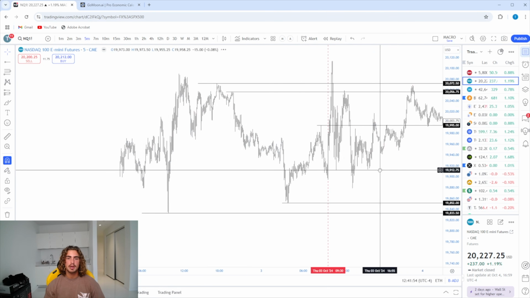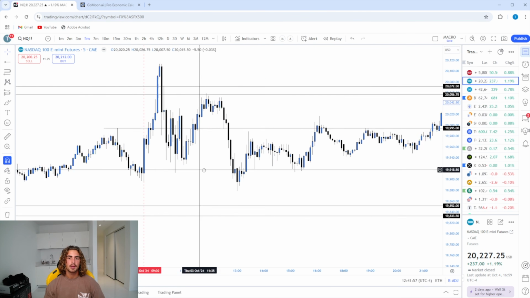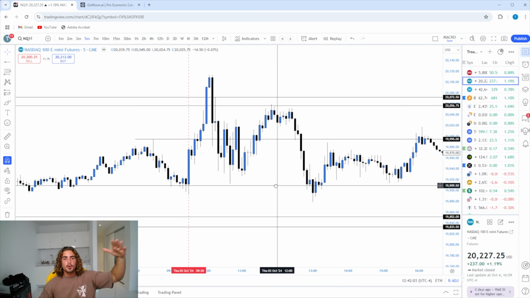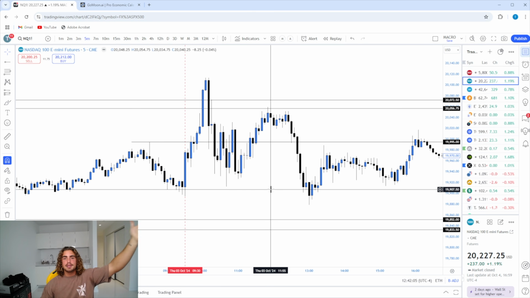From there, we'll just scale down into the low time frames. All of you are going to be using different confluences for this. I have a full boot camp and a full free course where I teach how and what confluences I use. Right now, we're just talking about liquidity.